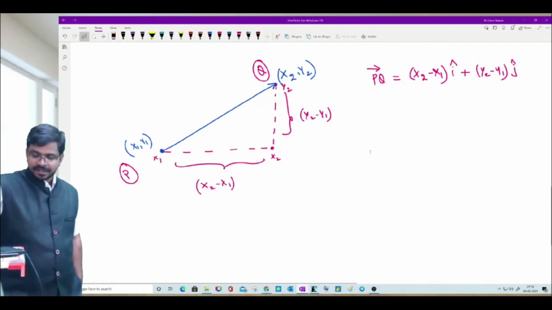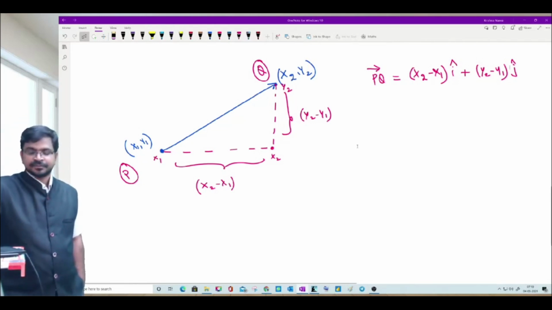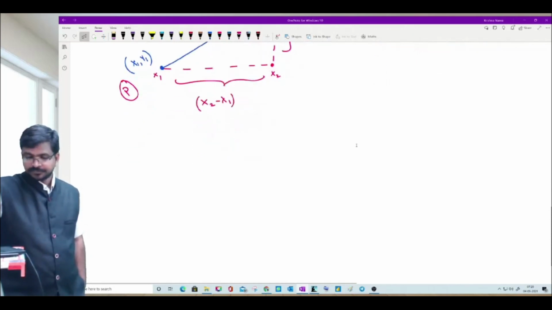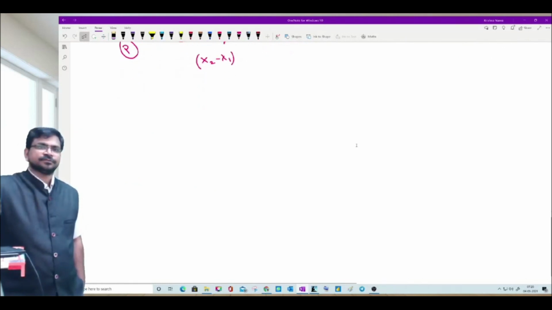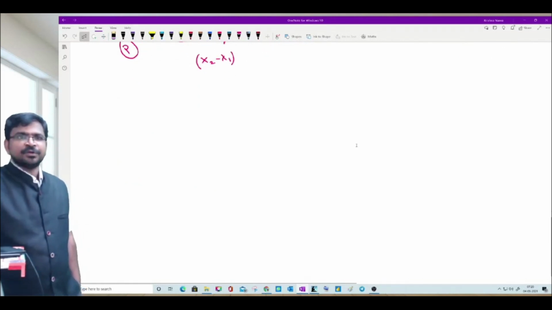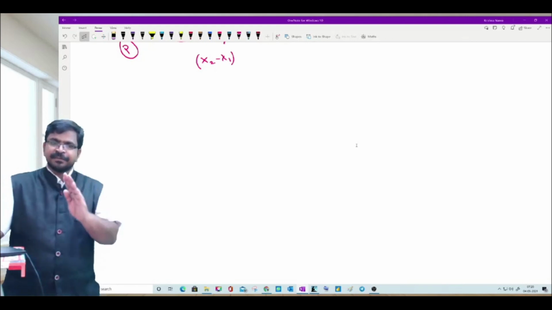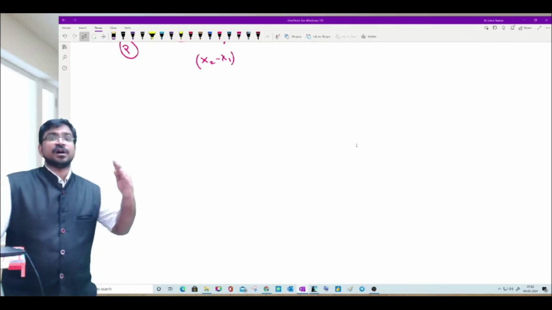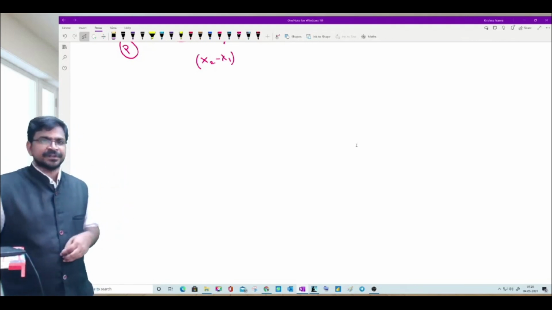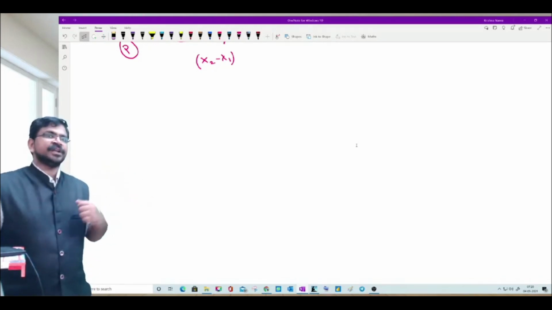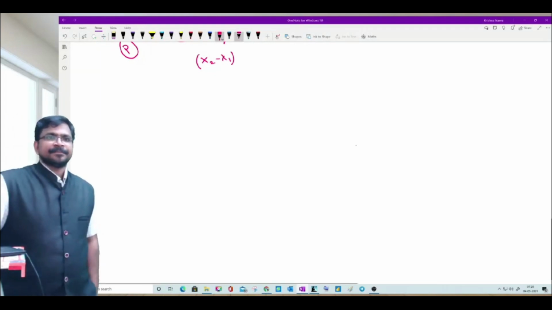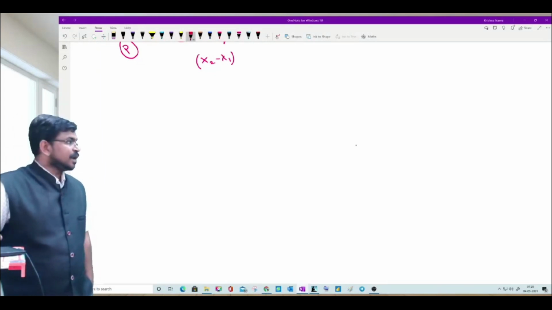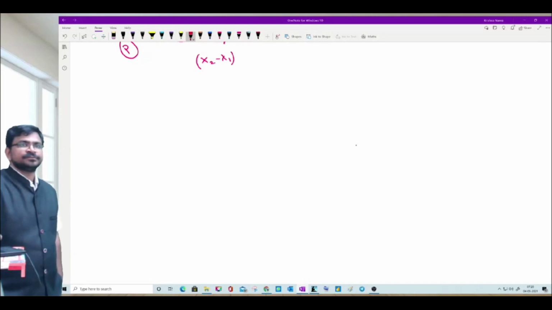So shall we focus now on magnitude? Magnitude. Okay? Right. Magnitude of a vector. After discussing the magnitude of a vector, we will go for the third form of the vector representation, because that representation needs the magnitude of the vector. Okay. Magnitude of vector.